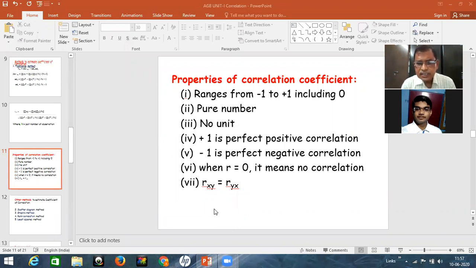So it is a ratio of the covariance and the square root of the product of the variances, and it is a pure number and has no unit. So +1 means perfect positive correlation, -1 is perfect negative correlation. And when r is equal to 0, it means there is no correlation between the two variables. That means they are not associated. And rxy will be equal to ryx. So these are the properties of the coefficient of correlation.